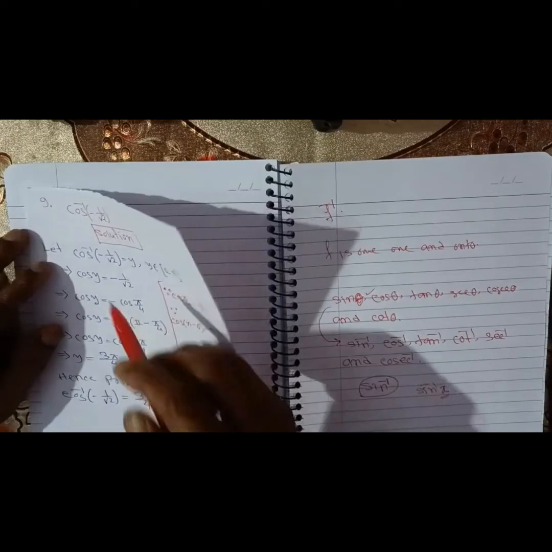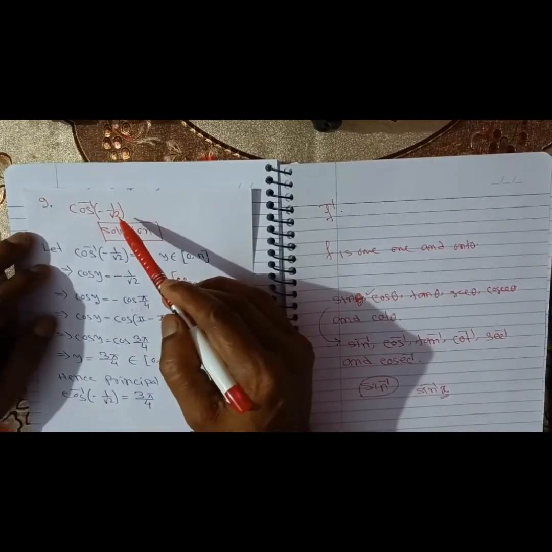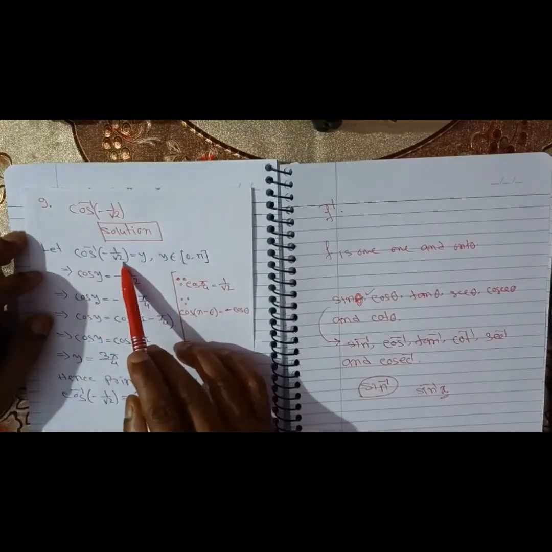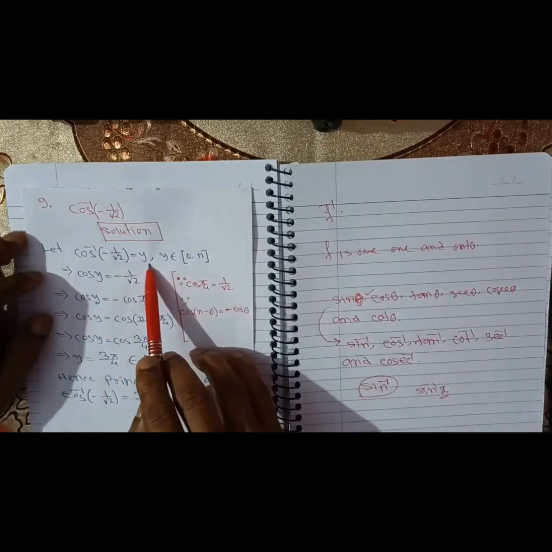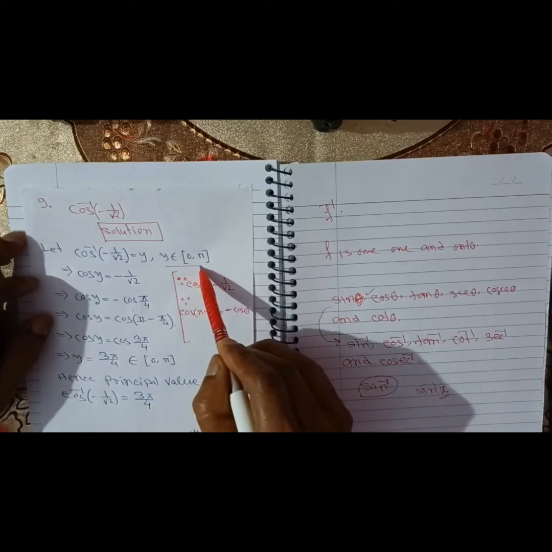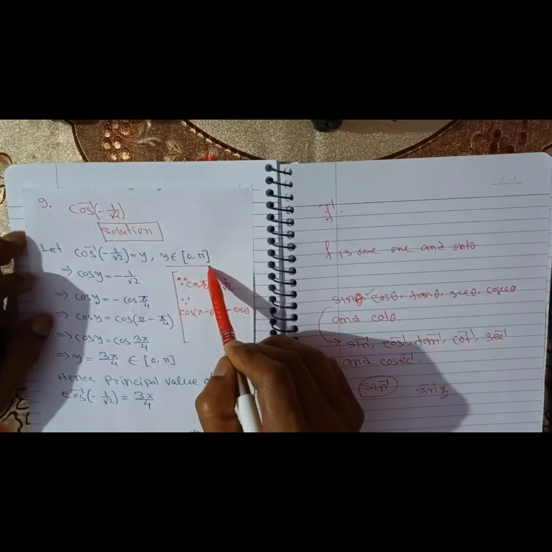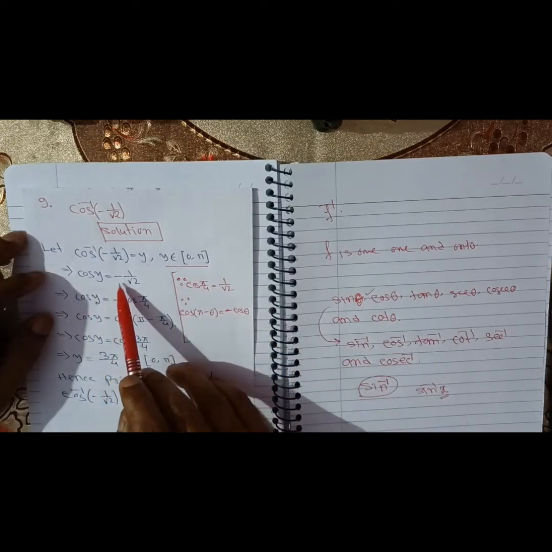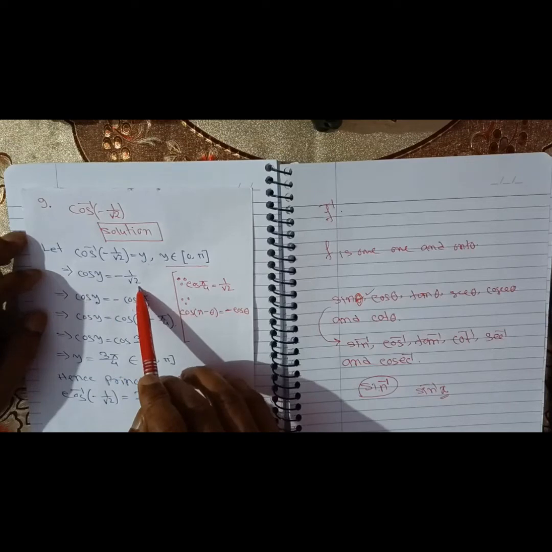Question number 9, cosec inverse minus 1 by root 2. For solutions, let cosec inverse minus 1 by root 2 equal to y. Y belongs to 0 to pi, that is the range of cos inverse. This implies cos y is equal to minus 1 by root 2.